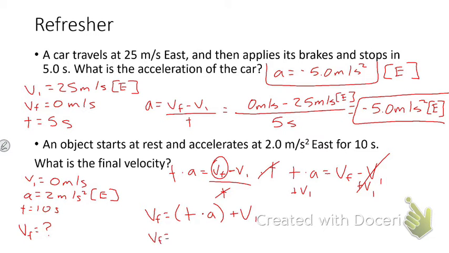So VF is equal to 10 seconds times 2 meters per second squared plus 0 meters per second. Seconds divided by seconds squared gives me meters per second, which is good because those are the units for velocity. And then we get a final velocity of 20 meters per second east.